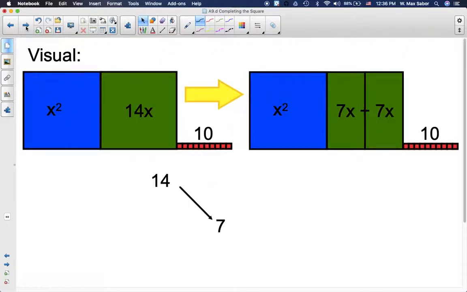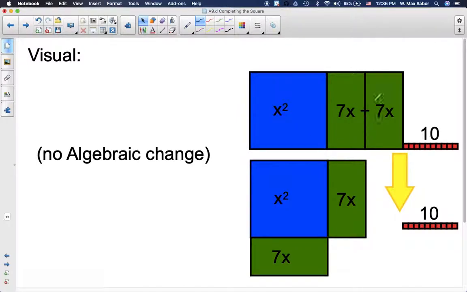The visual of this is we're going to start with x squared plus 14x plus 10, and we're going to split that 14 in half to get 7. So you see 7x plus 7x. Now we're going to take that 7x and move it to the bottom. So everything else has stayed the same, but now you're starting to see that this is going to look more like a square than the original did. There's no algebraic change for moving that 7x over.